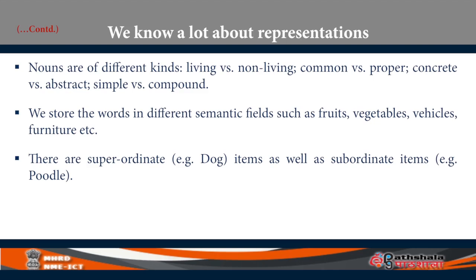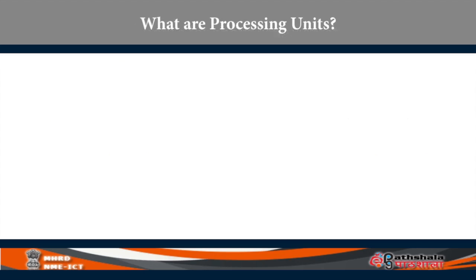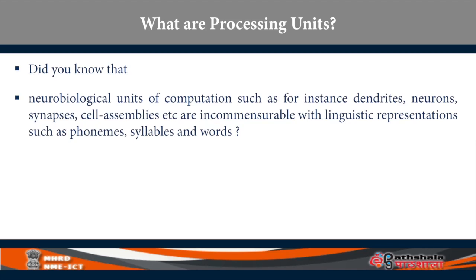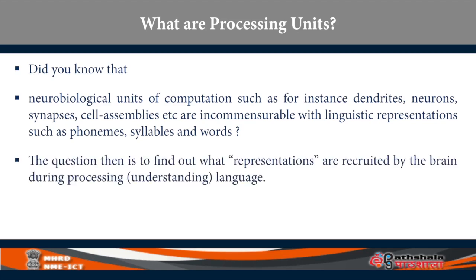So, this is all about information about representations. But are there any corresponding processing units? The neurobiological units which are involved in computation in the brain are dendrites, neurons, synapses, cell assemblies. But these units are incommensurable with phonemes, syllables, morphemes. So there is this incompatibility between linguistic units of representation and neurobiological units which are involved in computation over those representations. So, the question then is, what representations are recruited and how are they recruited by the brain during processing, that is during understanding language?